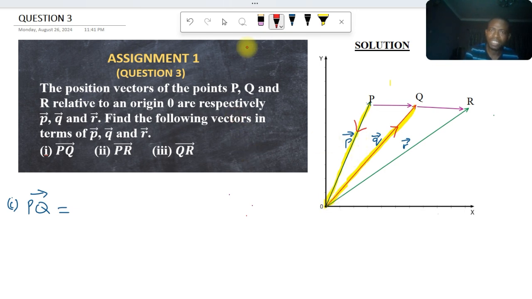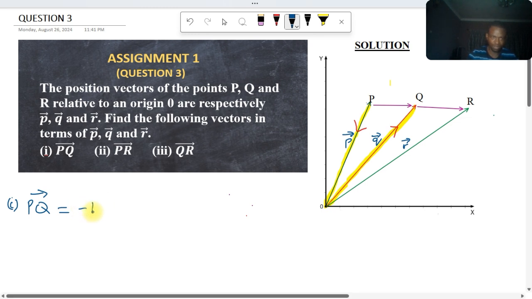So in that case, I will write this vector P to Q as negative P, because I moved in the opposite direction of P. I'll put it as negative. Because I moved in the same direction as Q, I'll put that as positive Q. And that is the end of the first one.